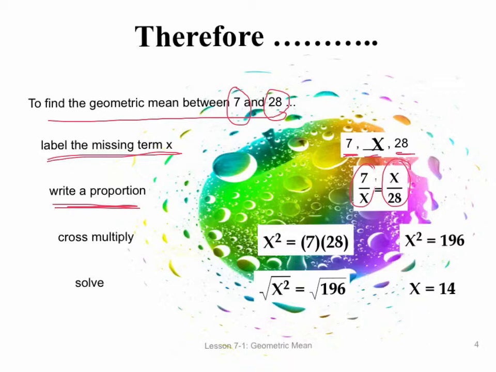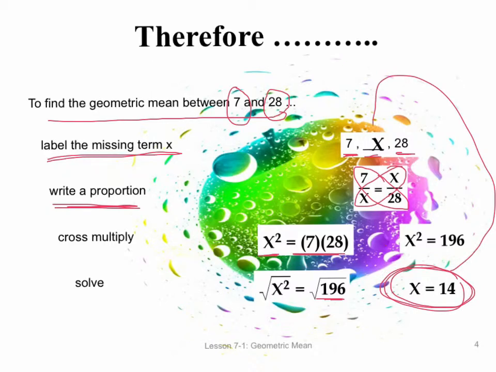I don't want to circle it because that's not how we solve it, right? In order to solve it, you're going to cross multiply. So we do 7 times 28 is the same thing as x times x. X times x is x squared. That's a review of algebra. And 7 times 28 is 196. If we take the square root of both sides, then x is going to equal 14. So that's what goes in between 7 and 28 for a geometric sequence.